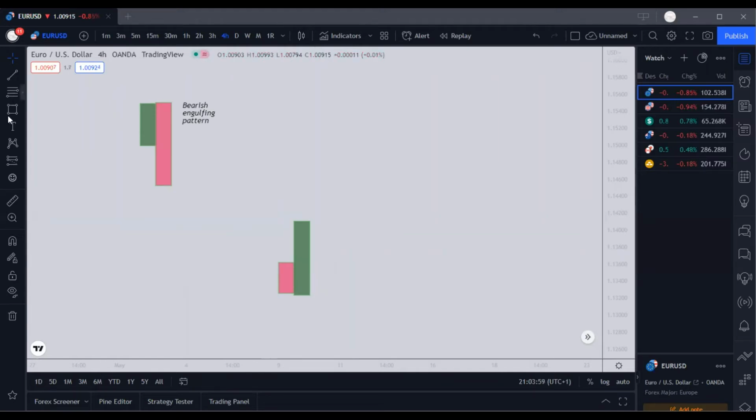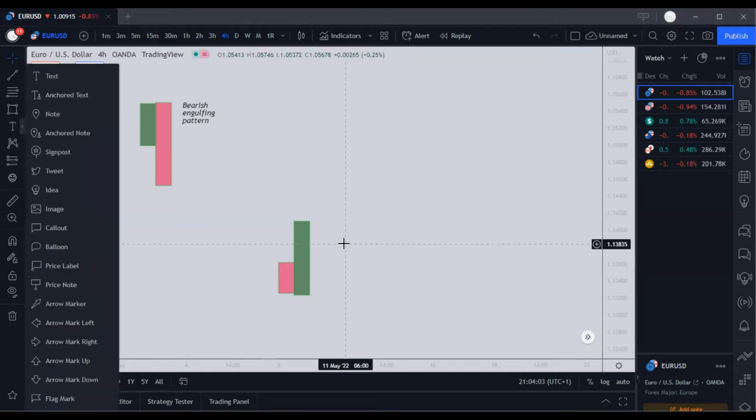So what is this called? A bullish engulfing pattern.